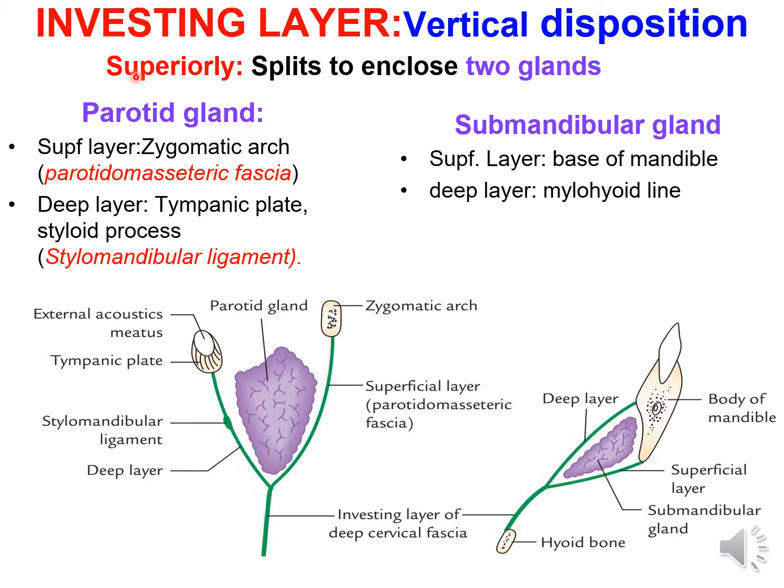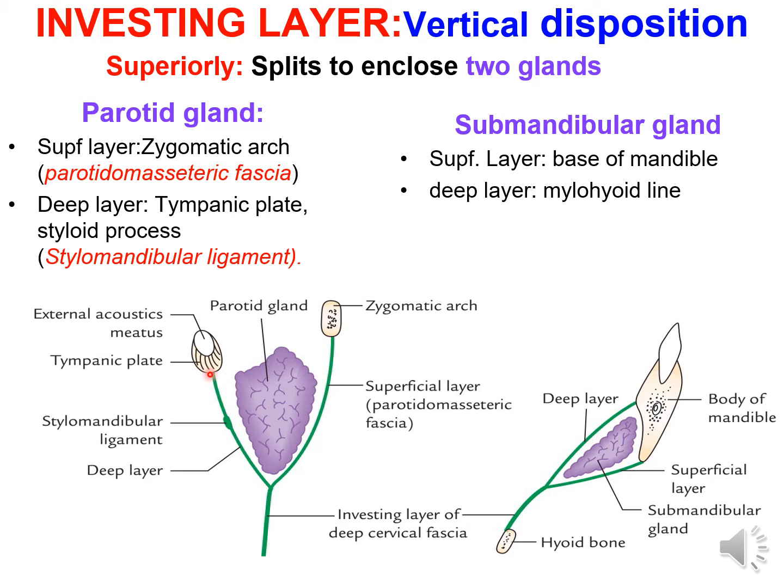Superiorly, as the muscle is traced upward, it will split to enclose two glands. What are the two glands above? A parotid gland and the submandibular gland. So when it encloses the parotid gland, the superficial layer passes over it and gets attached to the lower border of the zygomatic arch, whereas the deeper layer goes and gets attached to the tympanic plate and the styloid process.